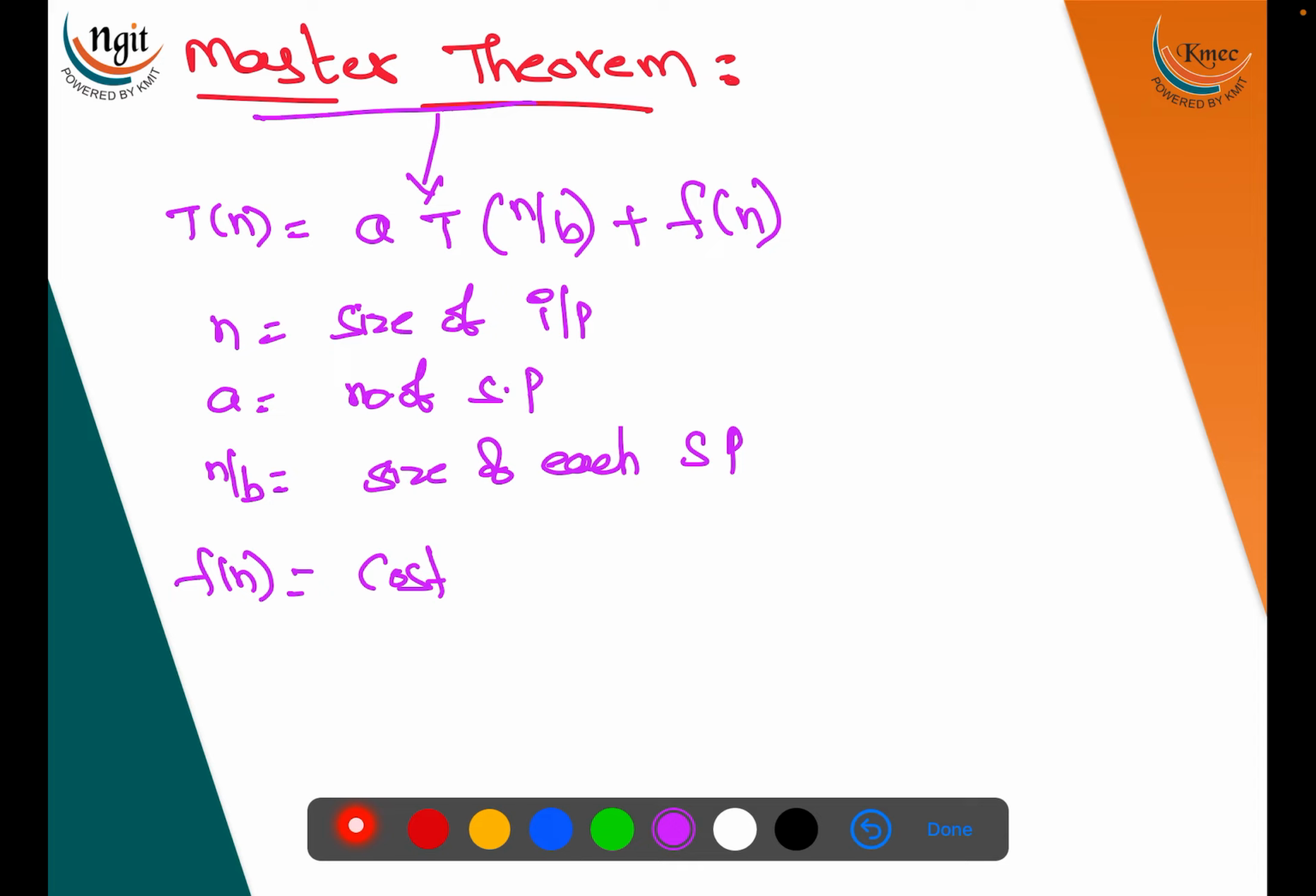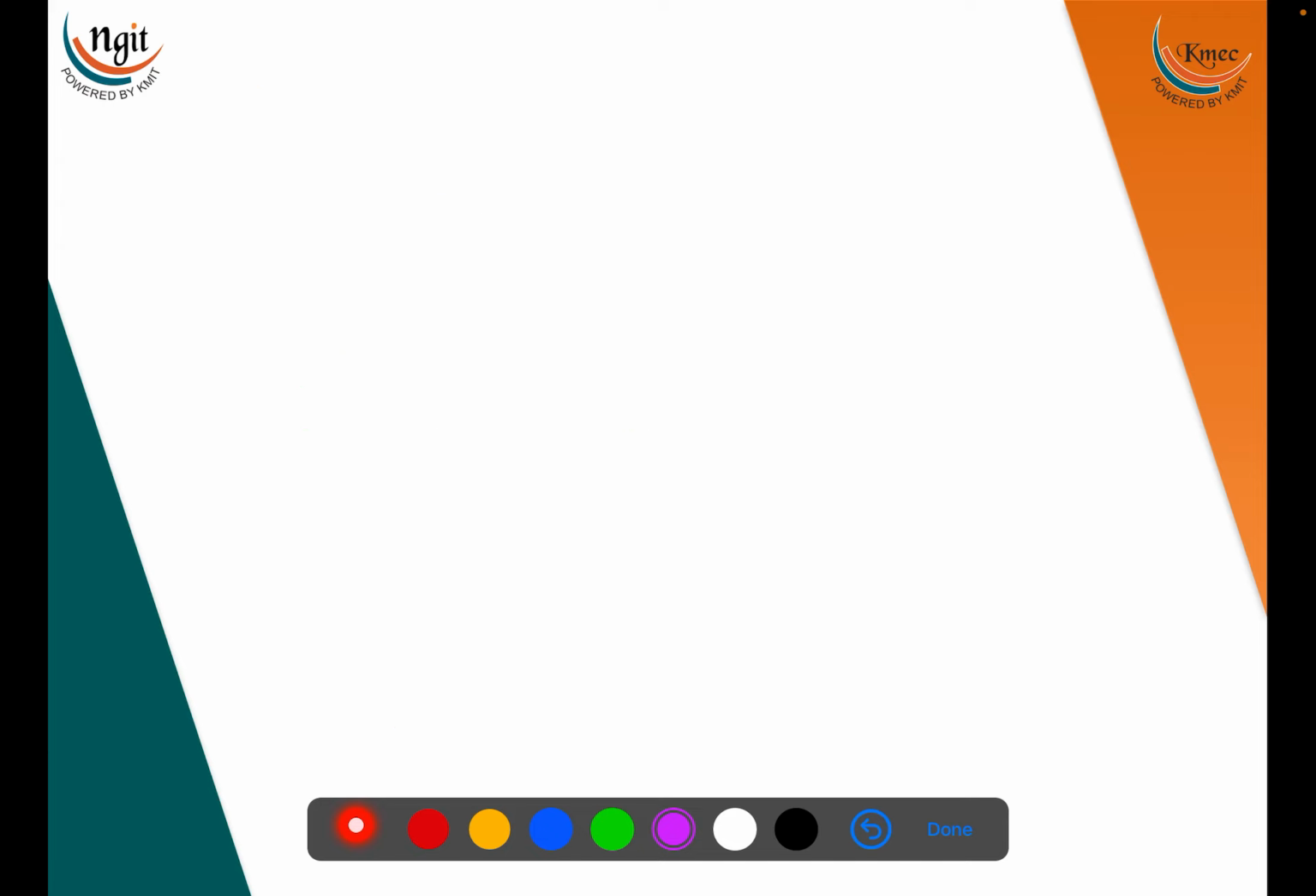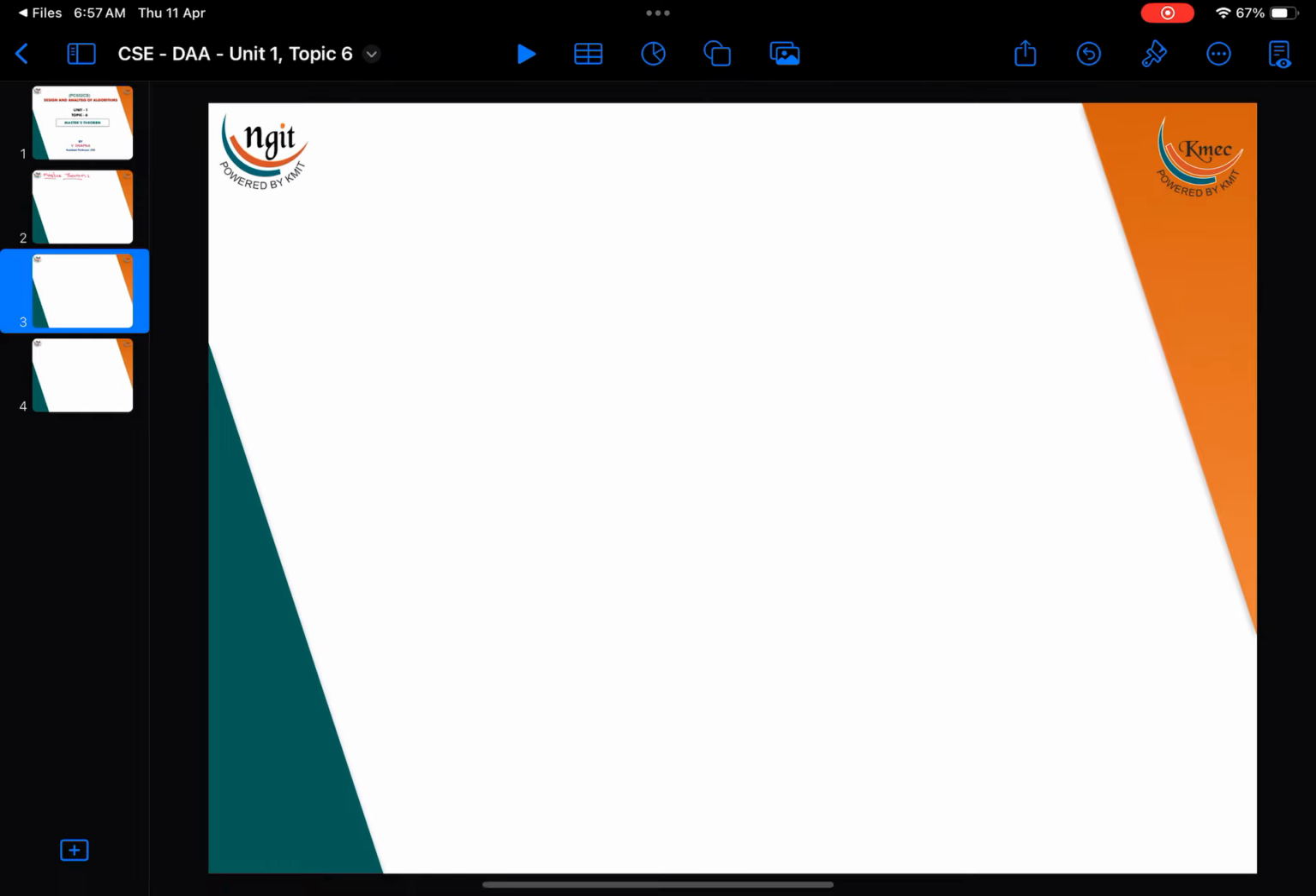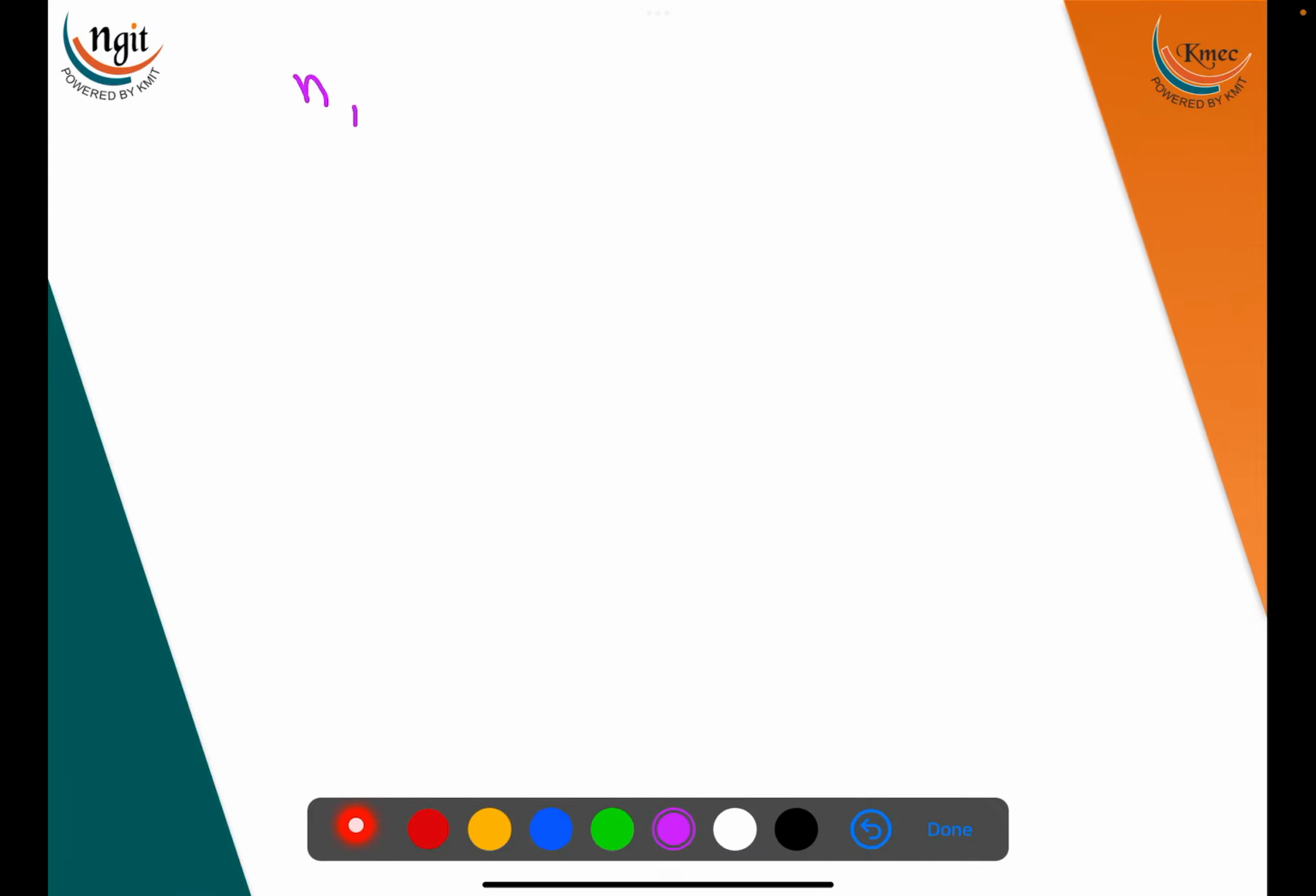And the most important point is what? Here a is greater than or equal to 1 as it is the number of subproblems, and b is greater than 1. Both are constants, whereas f(n) is an asymptotic bound. An asymptotically positive function means that for a sufficiently large value of n, we have f(n) greater than 0.